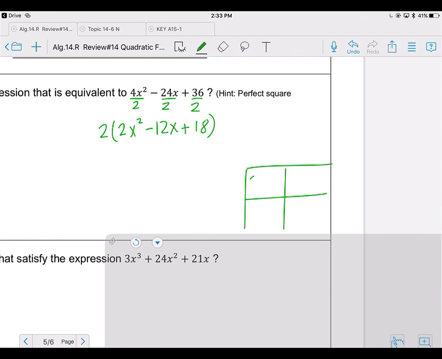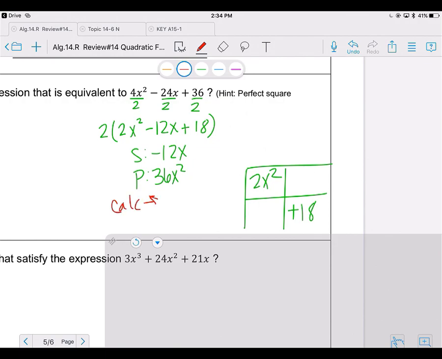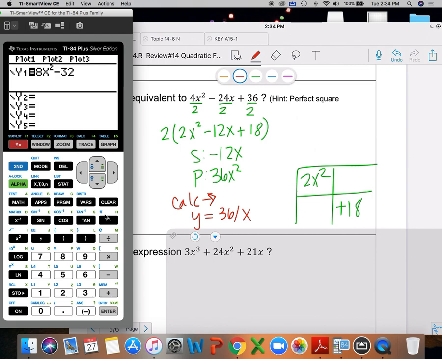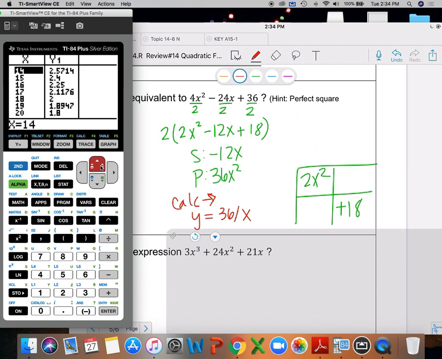From here, I use the box. So 2x squared plus 18. My product is 36x squared. My sum is -12x. So I use my calculator. In y equals, I put 36 divided by x. So for the calculator, I put the product in y equals and I search for the sum in my table. Now, I need my sum to be negative, and I'm noticing a bunch of positive numbers, so I'm going to go up and look in the negatives.